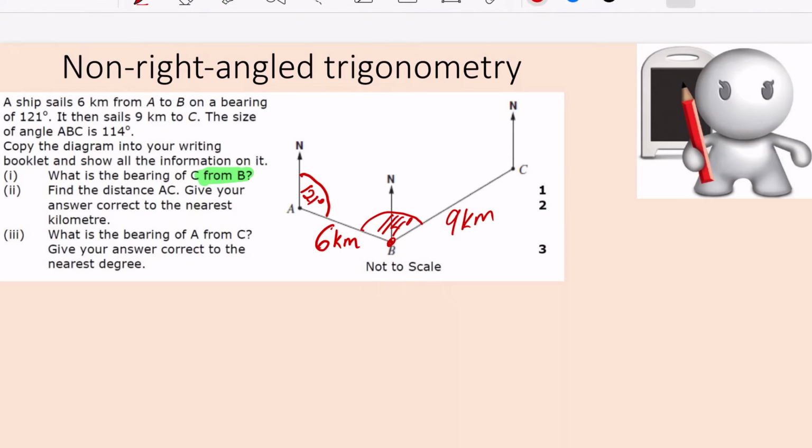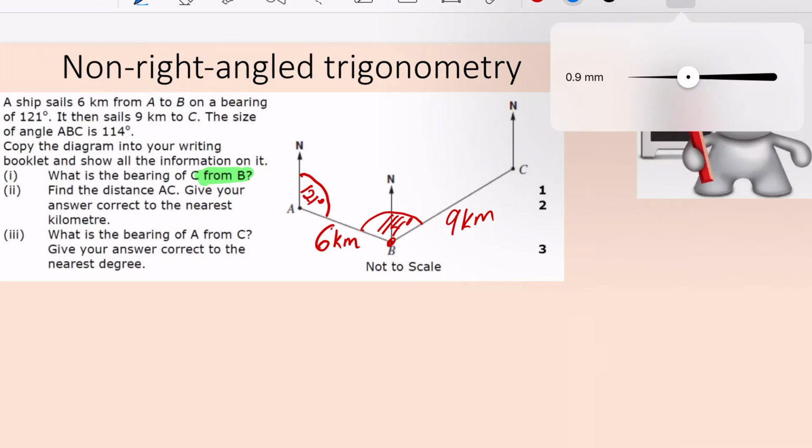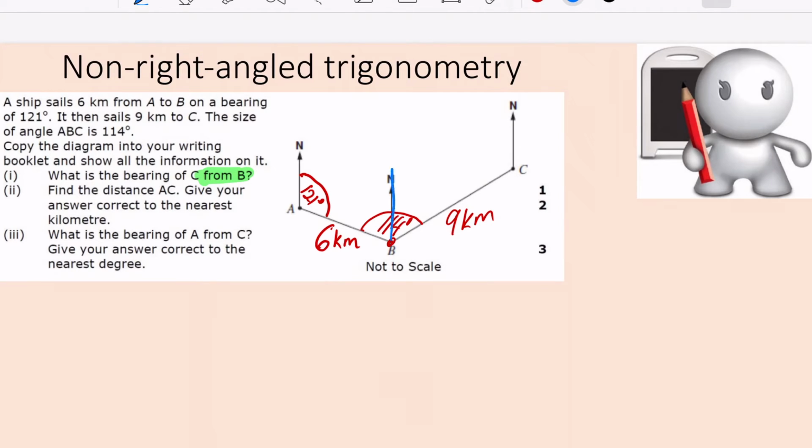So let's choose a different color. We are actually after this, so this is B, and now we need to do a northerly direction. We are after this particular angle over here, and that should give you the bearing of C from B, right here. So how are we going to do that? Well, I'm going to take you all the way back to year 7. I'm going to extend this northerly line all the way down into the southerly direction.